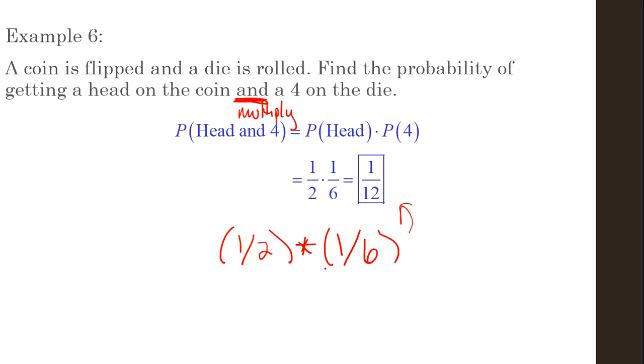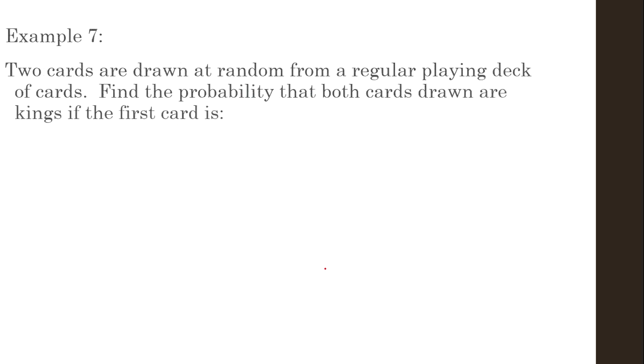Okay? All right, and example number 7. So we have 2 cards drawn at random from a regular plain deck of cards. We want to find the probability that both cards drawn are kings if the first card is not replaced before the second card is drawn. Okay, so we're trying to look for keywords like not, and, or, whatever, right? So reread the question that's asking us what we need to find. So it says find the probability that both cards drawn.